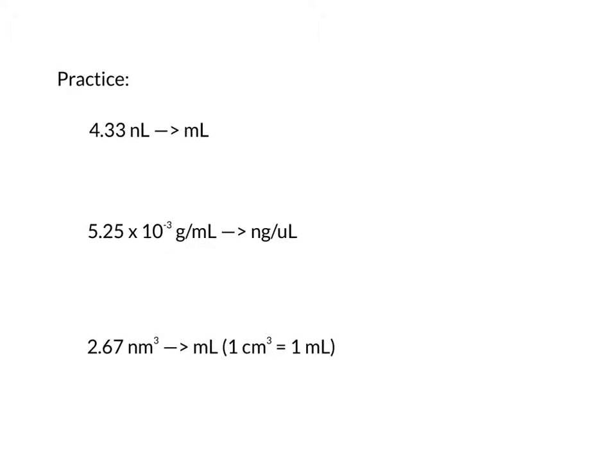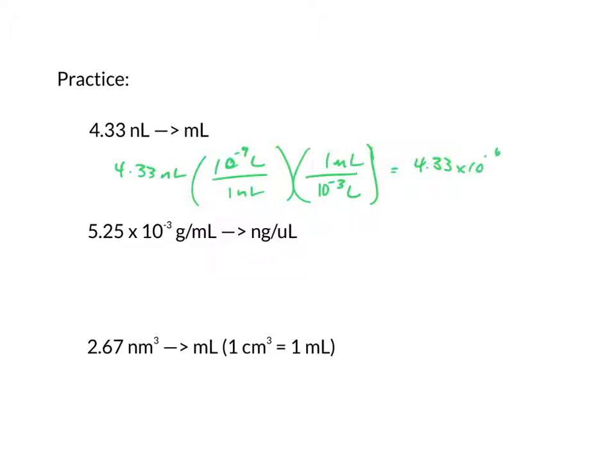Okay, so if I'm converting nanoliters to milliliters, right? So 4.33 nanoliters. I know that for every 10 to the minus 9th liters is 1 nanoliter. And then I know that for every 10 to the minus 3rd liters is 1 milliliter, right? So we can put that in our calculator and get an answer that's going to end up being 4.33 times 10 to the minus 6th milliliters. Looking at the way that the exponents work, okay? Using 2 units.